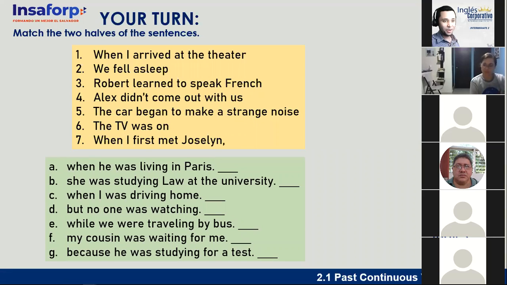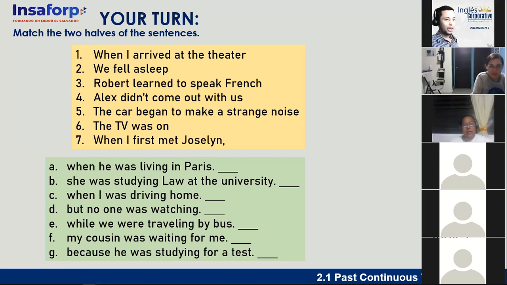Match the two halves of the sentences. ¿Qué vamos a hacer? Bueno, tiene que completar la número uno, la oración, bueno, la primera parte de la oración uno con la segunda parte en el cuadrito verde. Ok, example. Well, not example, you tell me. Ok, díganme ustedes. When I arrived at the theater, ¿qué pasó ahí? You have to choose A, B, C, D, E, F, or G. F, teacher, my cousin was waiting for me. Yeah, that's number one. Good. When I arrived at the theater, my cousin was waiting for me. Good. What about number two?